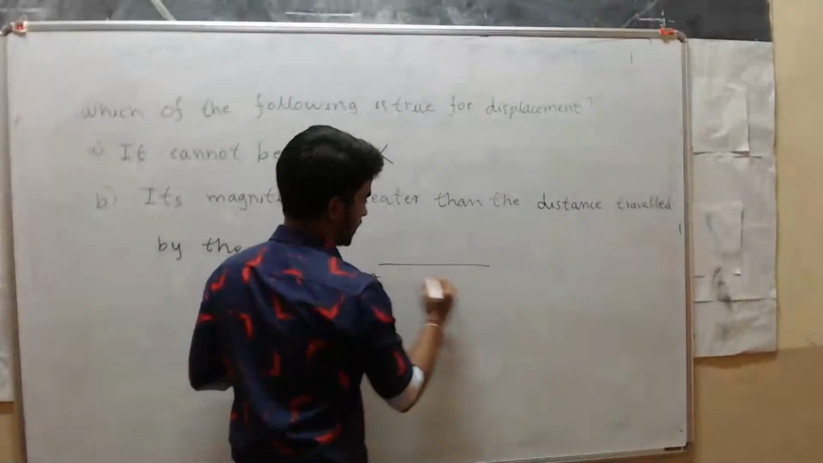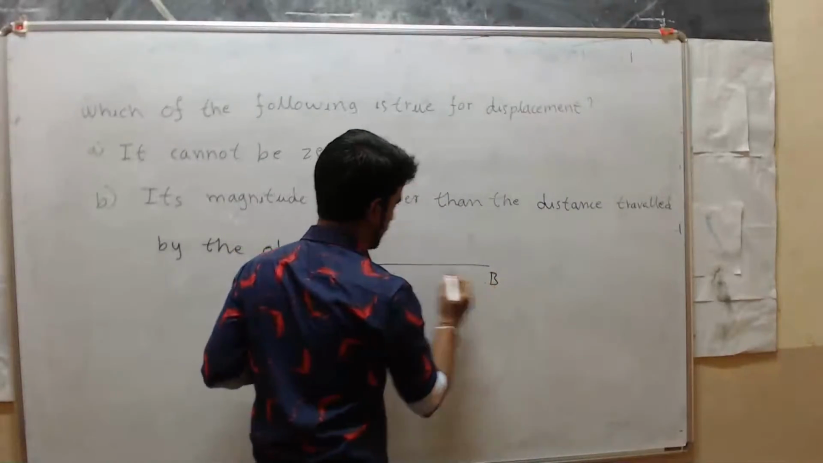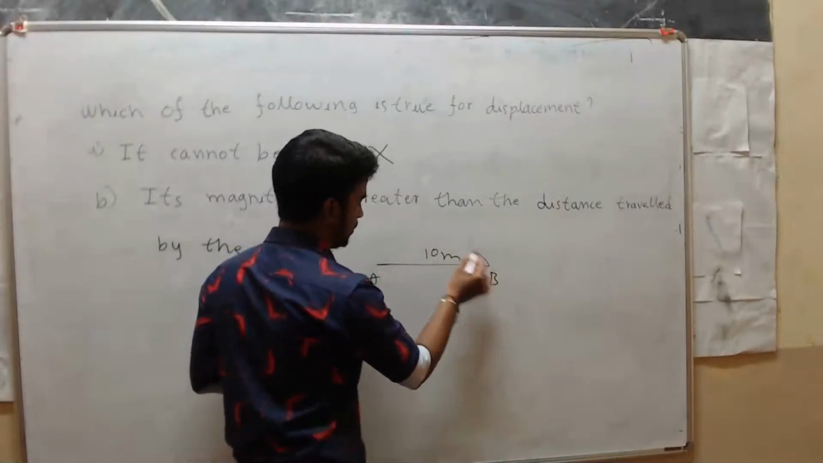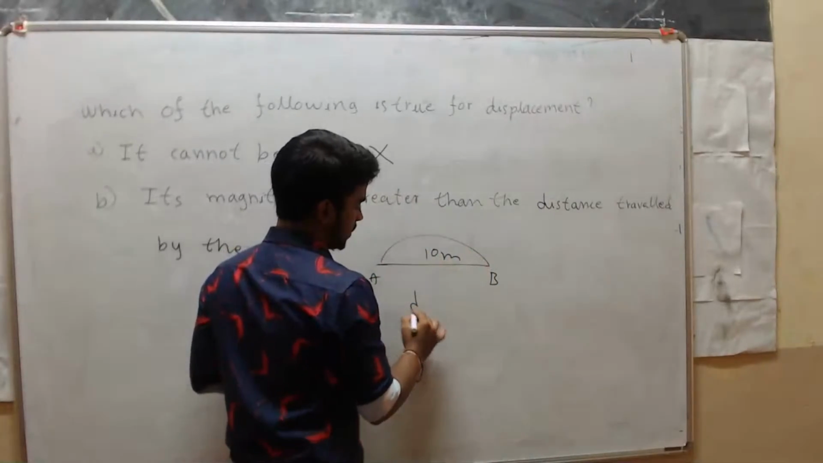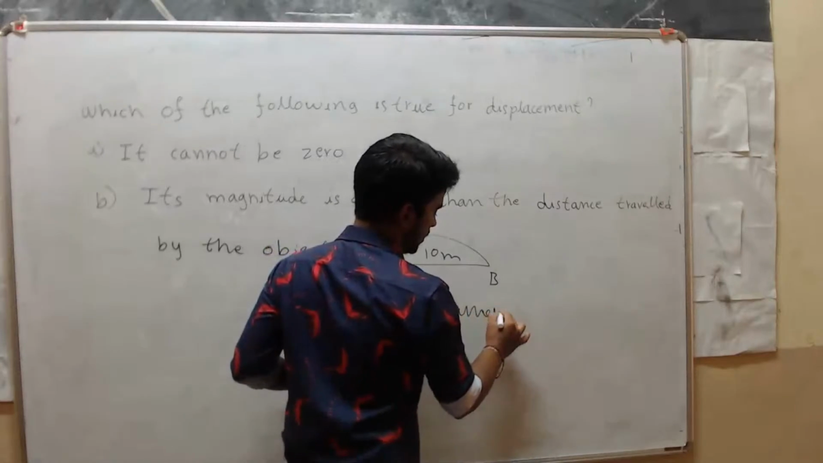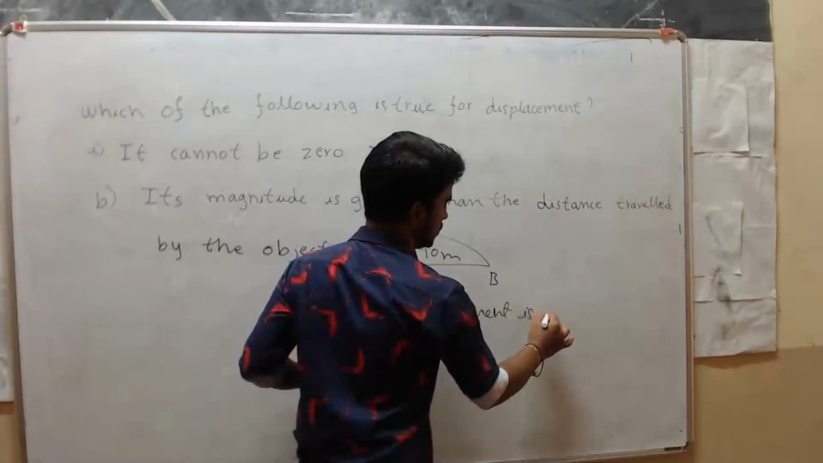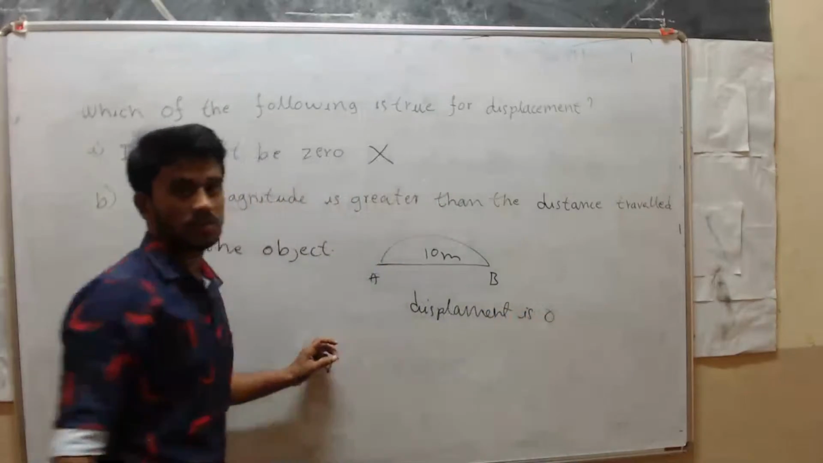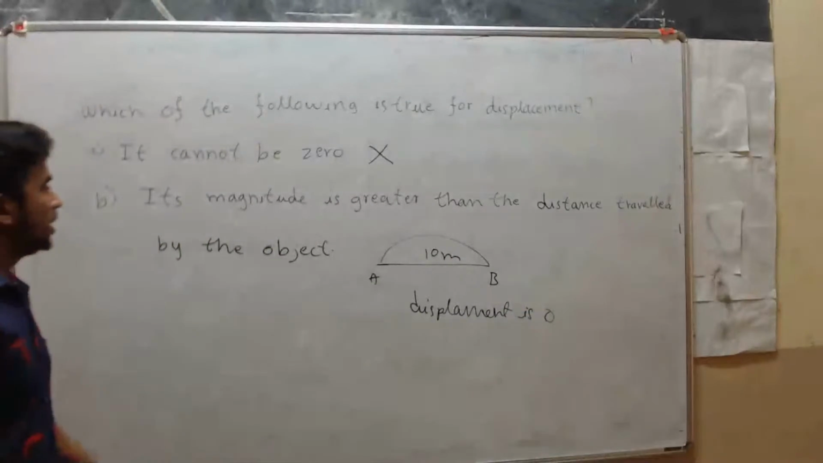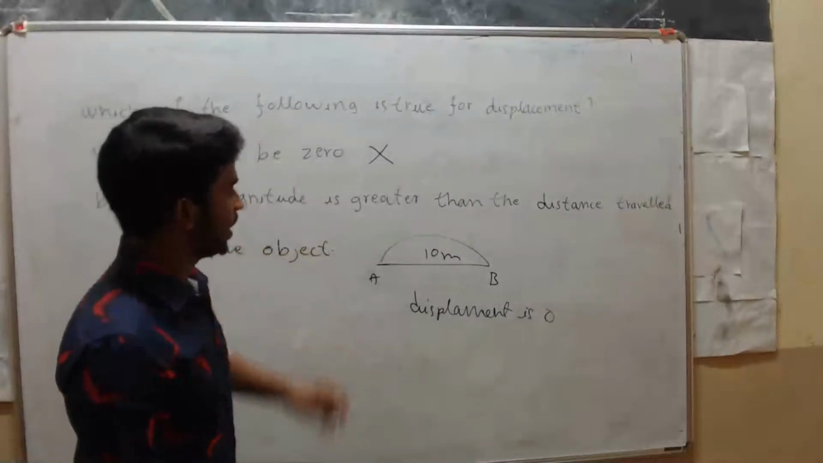See here. If an object first travels, say, 10 meters, from A to B, then B to A, at that time the displacement is zero. Why? Because the initial and final positions are the same. Okay. Next, its magnitude, meaning the displacement's magnitude.